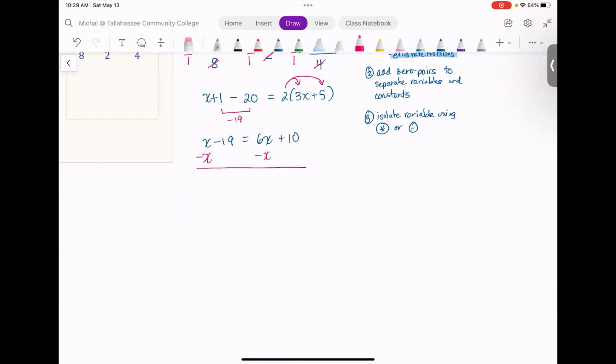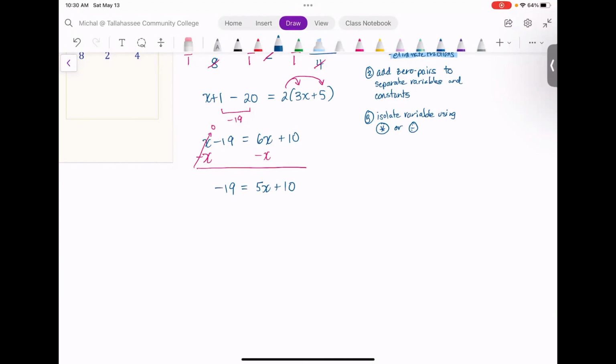On the left side of the equal sign, x plus negative x is 0. There's my 0 pair. I bring down my minus 19 to equal negative 19, since 0 minus 19 is negative 19. 6x minus x is 5x plus 10.